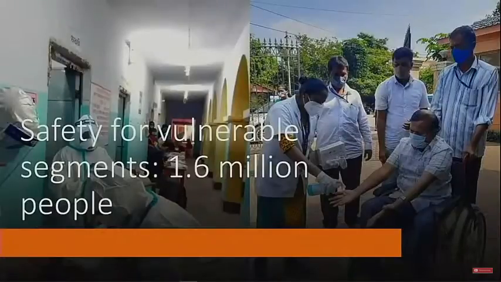Now, the vulnerable segment: more than 1.6 million people who were aged or persons with disabilities. We made special arrangements to ensure that their safety was paramount for us. And as Mr. Chandra just mentioned, in spite of everything, they chose to go to the booth instead of voting by post.